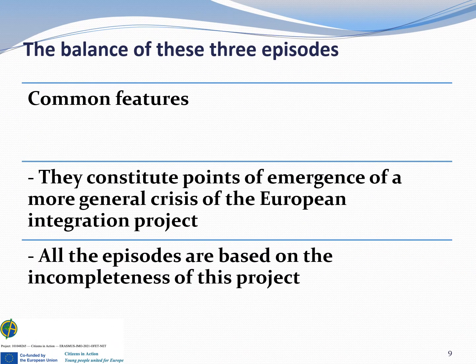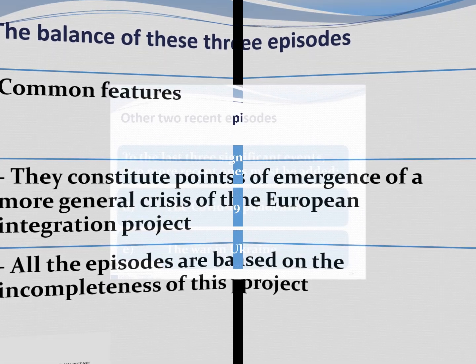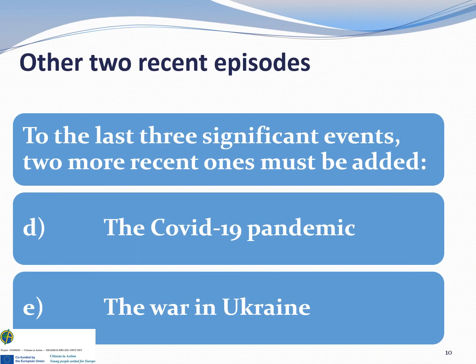Although very different from each other, these three episodes have common features. They constitute as many points of emergence of a more general crisis of the project of European integration and are, let's say, rooted in the incompleteness of this project, the European integration project. After these three significant events, two more recent ones must be added: the COVID-19 pandemic and the war in Ukraine.